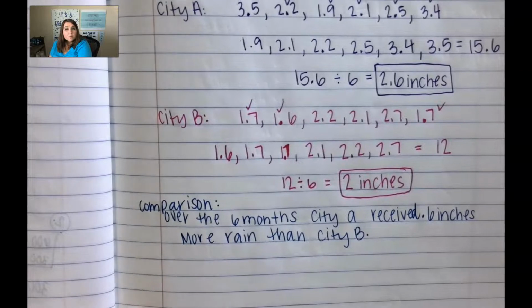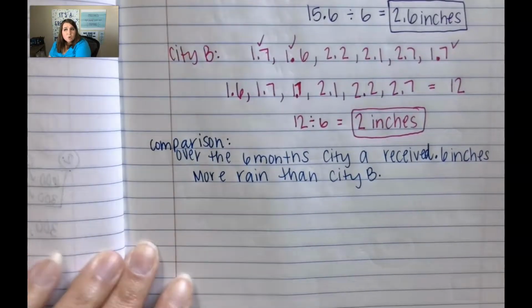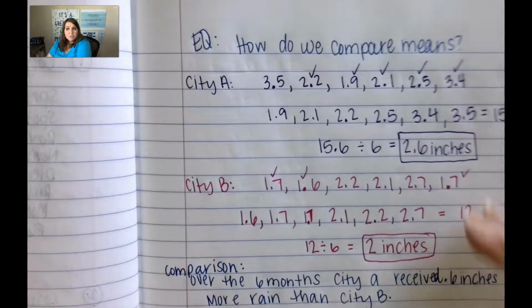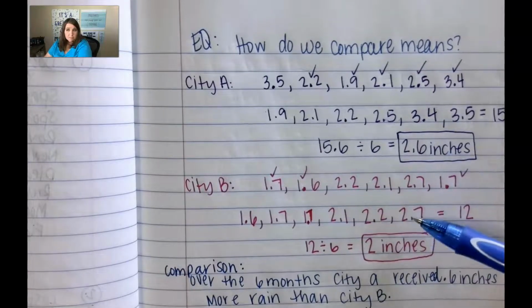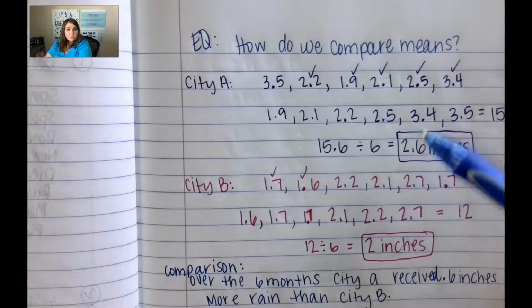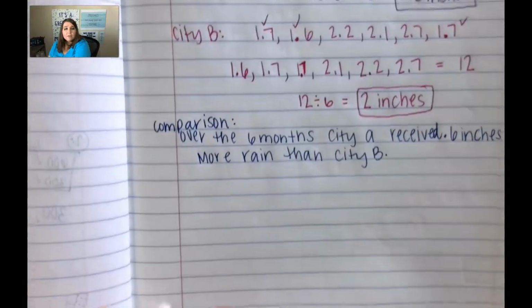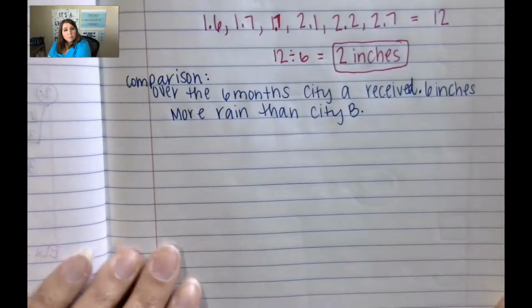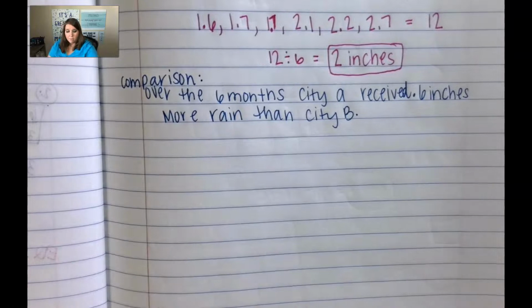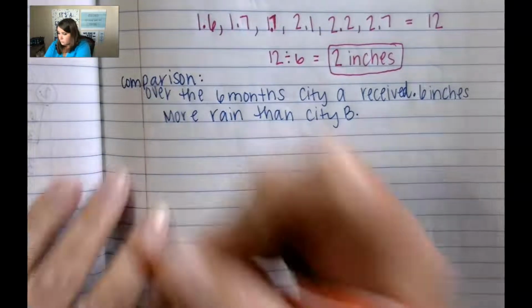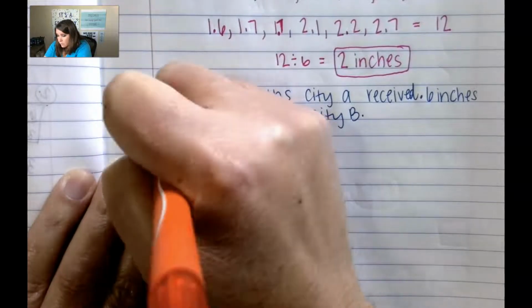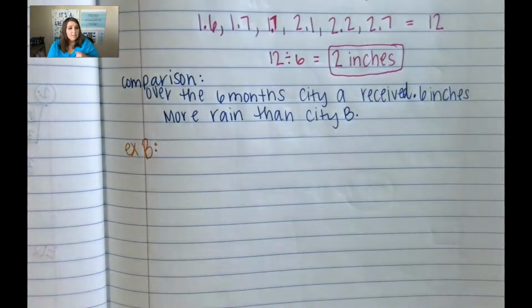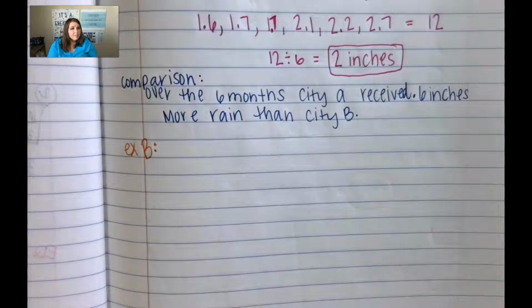All right, now sometimes you don't have two different data sets, right? So this was City A, this was City B, and you're comparing those two cities because that's what we have. Sometimes your comparison has to come within an outlier. So here's example B, and example B has an outlier.